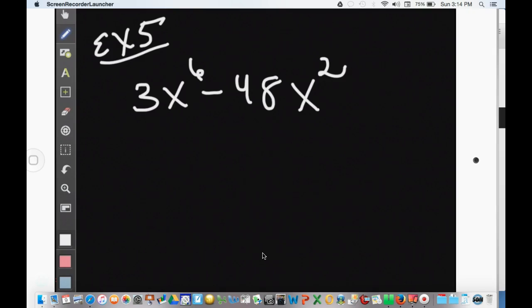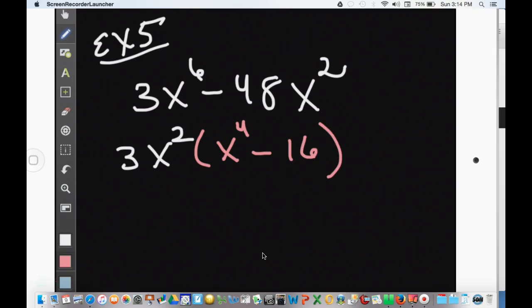What's different about this one is that you're using a combination of methods. The first thing you should notice is that there's a GCF. We can factor out a 3x squared. If I do that, I can have in parentheses x to the 4th minus 16. Oh, but bells are going off. x to the 4th minus 16 is the difference of two perfect squares.